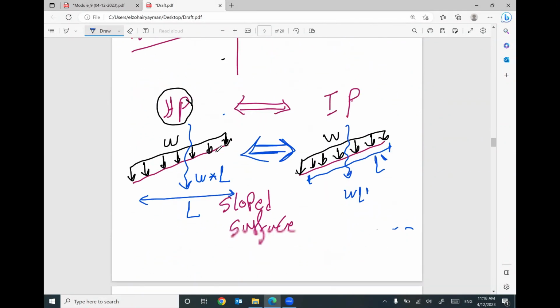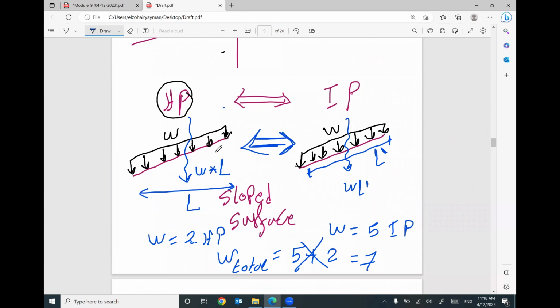The second point, what is the difference between horizontal projection and inclined projection? This difference will not happen until you have inclined surface. The horizontal projection means the equivalent will be multiplied by the horizontal distance. Inclined projection means the equivalent will be multiplied by the inclined distance. Anybody in this meeting has any question regarding this point? Okay.